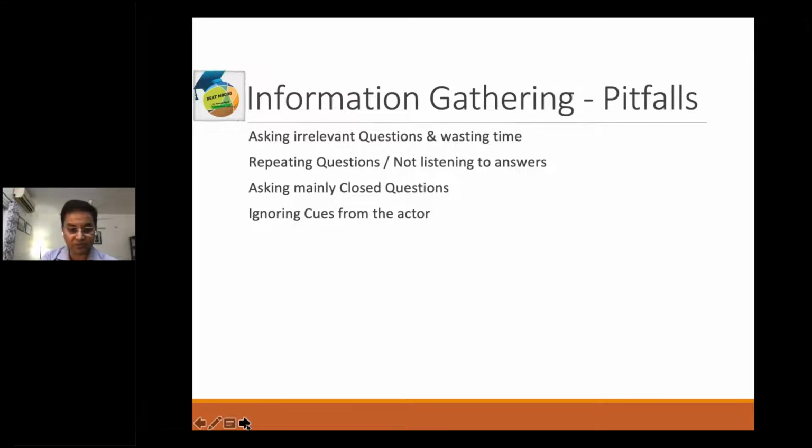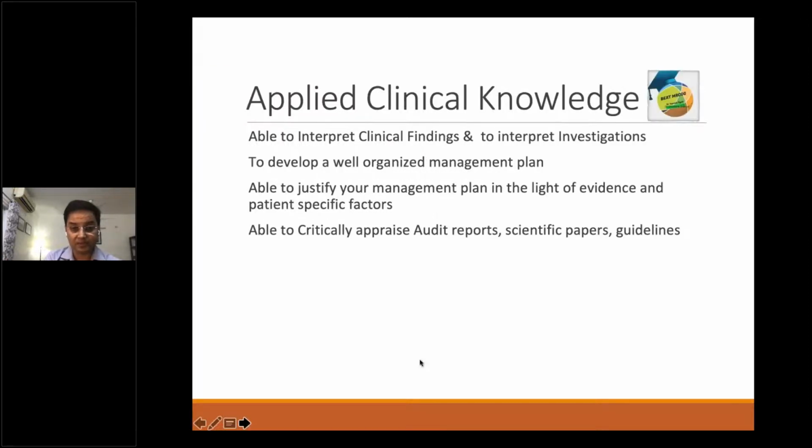Do not ignore cues from the actor. Sometimes the role player might be evasive, not answering your question. So probably they are giving you a cue that you are asking the wrong question. You need to ask something different. So don't ignore cues from the actor.